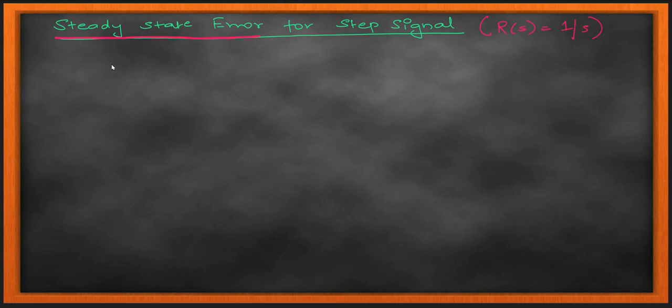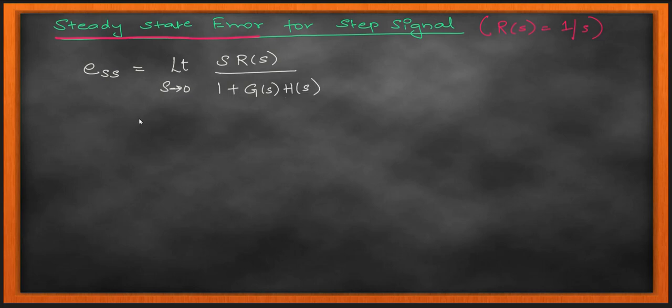Now, your steady state error is given by this formula ESS, which is equal to limit S tends to 0 S into R of S upon 1 plus G of S into H of S. Substituting R of S is equal to 1 by S, then what do I get? I get my limit S tends to 0, 1 divided by 1 plus G of S and H of S, and that is going to be 1 divided by 1 plus Kp.